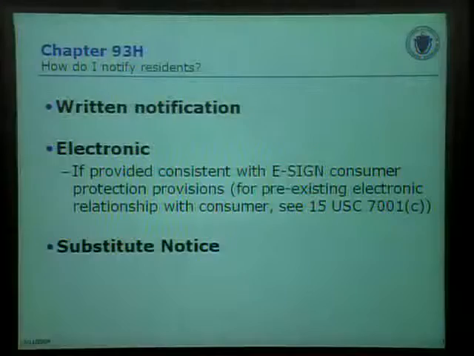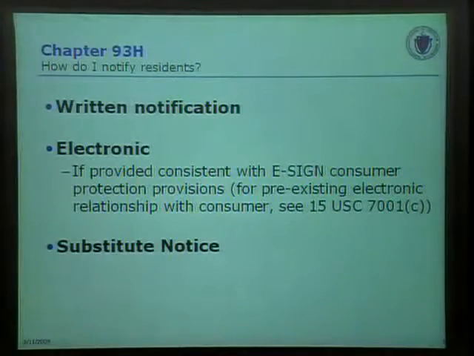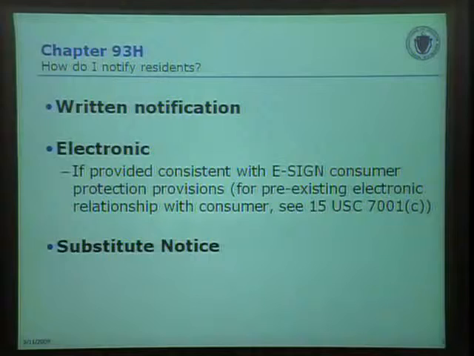That sounds right. According to this, 93H doesn't actually specify the algorithm, but it specifies that the key needs to be 128 bits long. How do I notify residents? There's a written notification, an electronic notification, if provided consistent with eSign, which is a federal law passed in 2000, in section 15 of the United States Code, 2001C. I don't know anyone who actually has this type of pre-existing relationship with their customer base, so chances are it's probably not going to happen.